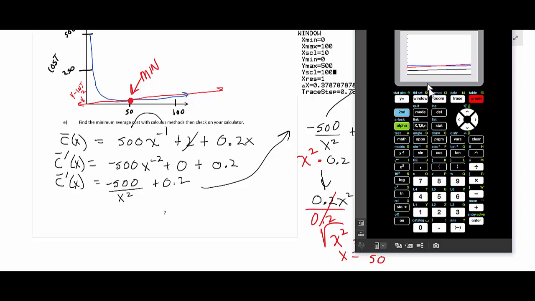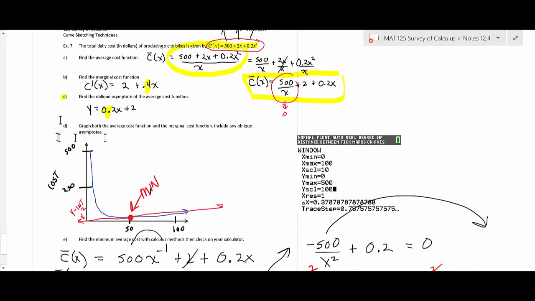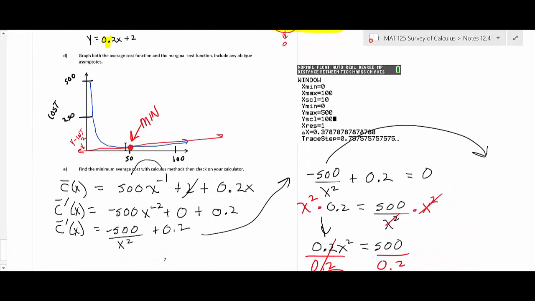Notice that at the minimum, which is right here, this is 50 right here, the marginal has the same y value, but the oblique asymptote is different. They're fairly close to each other, but if I trace at 50, which is our minimum, that thing is tangential to that right there. That's the idea. That's how you would approach that problem, and I'm just trying to show you that the marginal cost is going to approximate the minimum average cost. That's the idea.